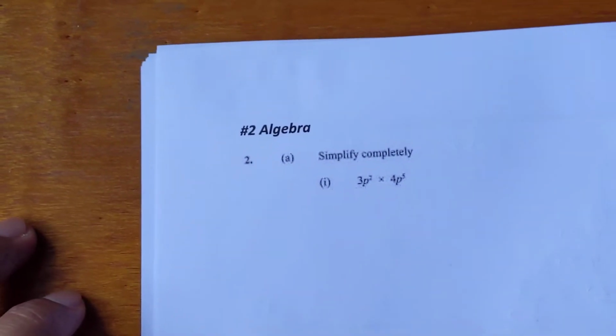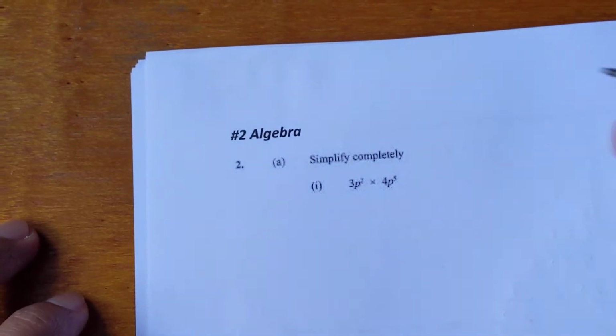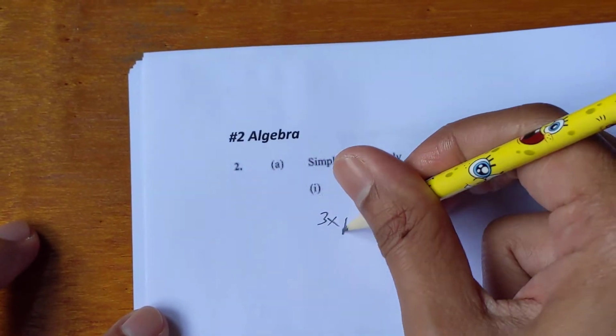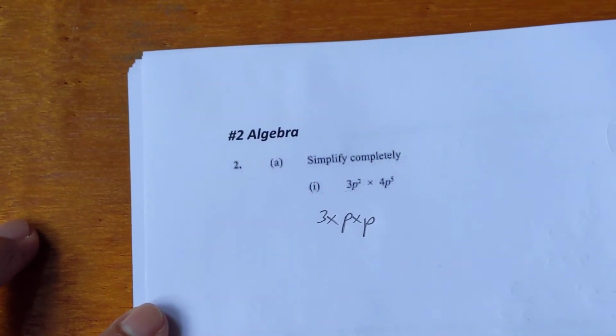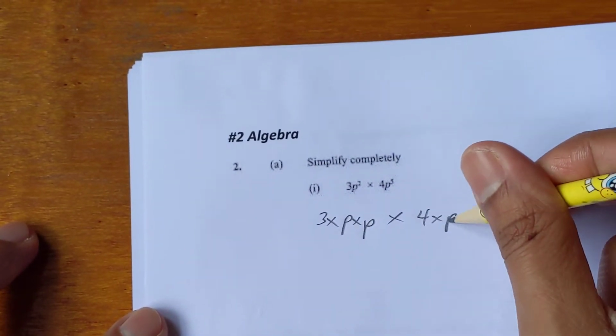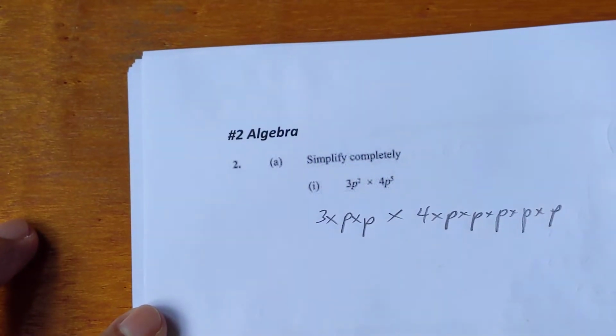So look at this first one here. 3p squared times 4p to the 5, and I want you to simplify that. But let me just break this up into its pieces to show you what's taking place. So 3p squared is really 3 times p squared, which is really p times p. That's how we get p squared times 4, and p to the 5 is really p times p times p times p times p. P multiplying by itself 5 times.